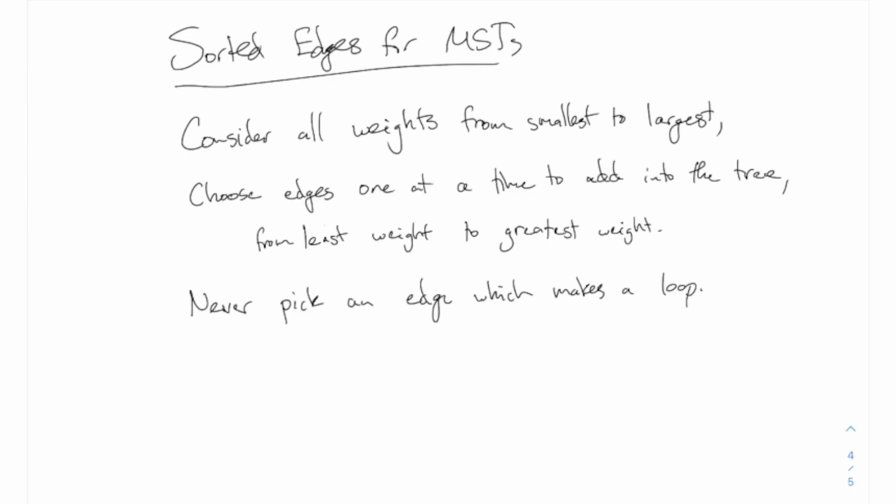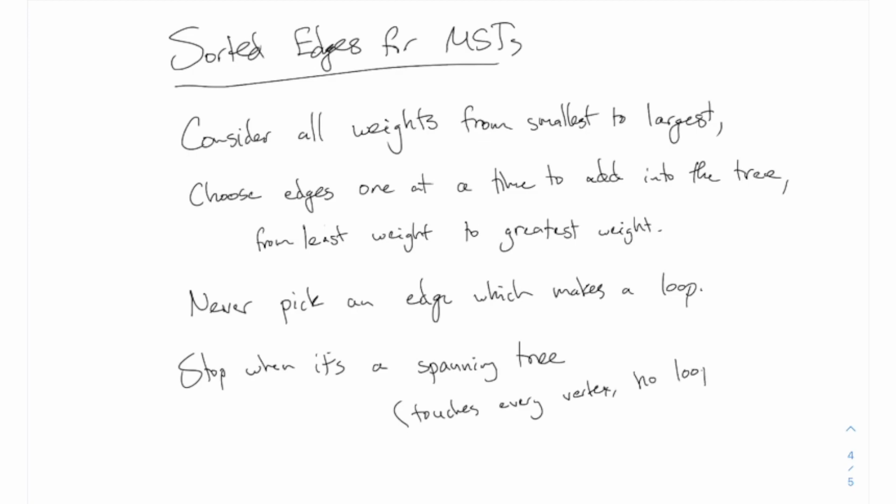This was one of the rules in the sorted edges procedure for Hamilton circuits. In that one, you also don't allow three to meet at a point, but for the minimum spanning tree, you do allow three to meet at a point. That's okay. And I'll just say stop when it's done, when it's a spanning tree, which remember means it touches every vertex, with no loops.